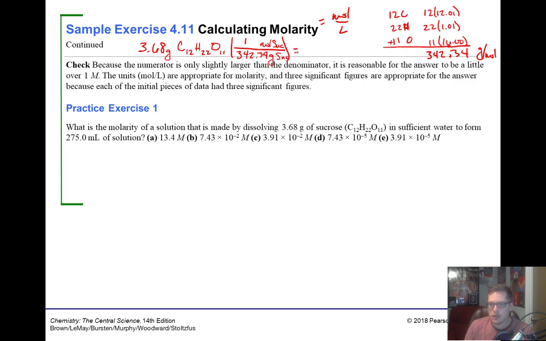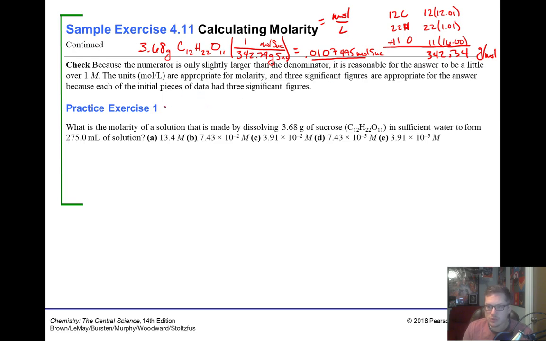And then we take our 3.68 divided by 342.34, and we get, in our 3.68 grams of sucrose, 0.0107. We don't really want to round yet, so I'm just going to go out a couple more numbers: 495 moles of sucrose. All right, so that's how many moles of sucrose we have.